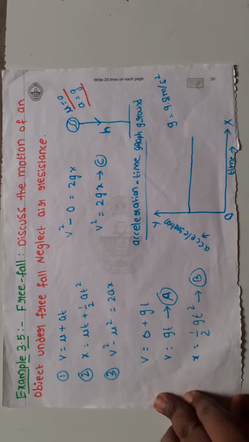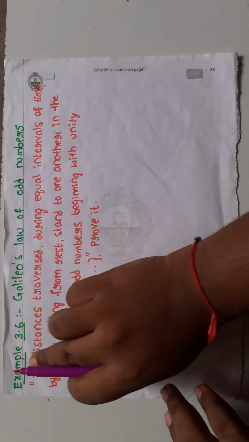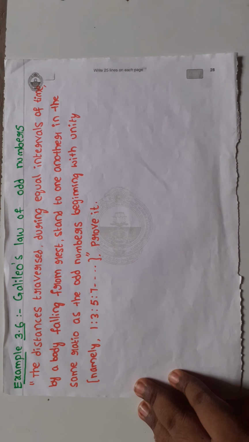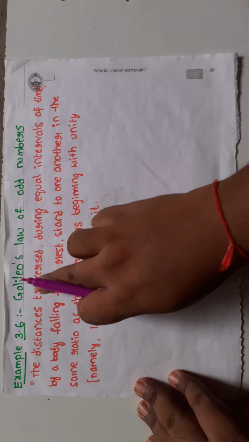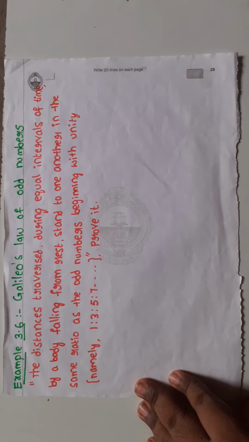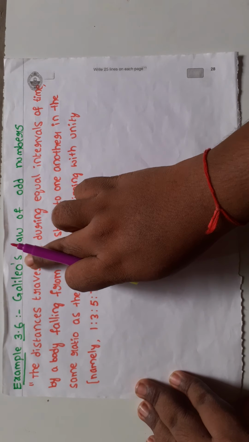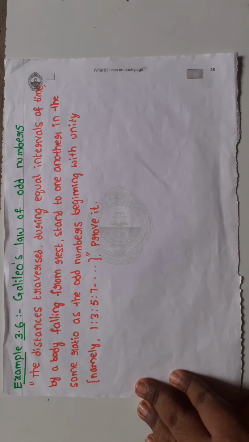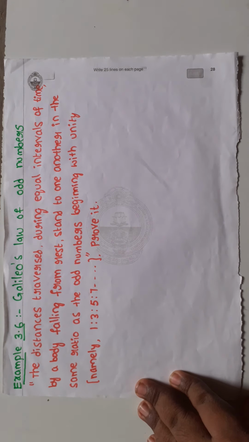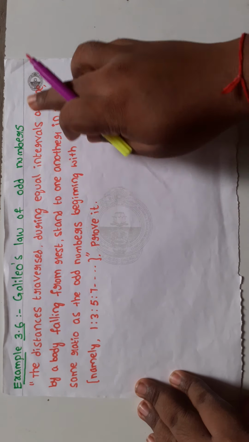Next, example 3.6 from the NCERT textbook, Galileo's law. Galileo's law for odd numbers. We already learned this in 9th class. Galileo's law of odd numbers. So, what is the statement of Galileo's law of odd numbers?